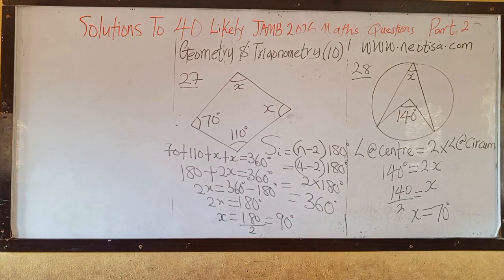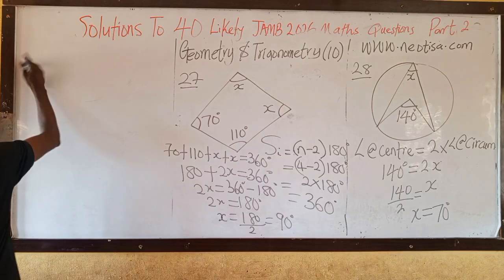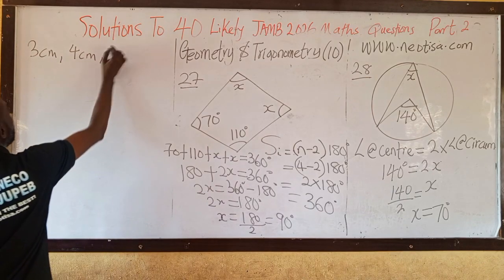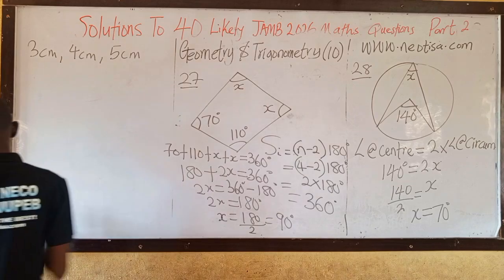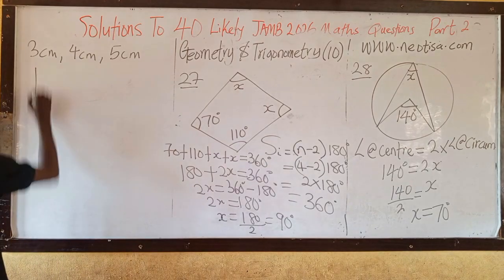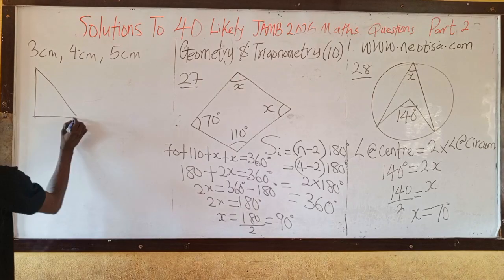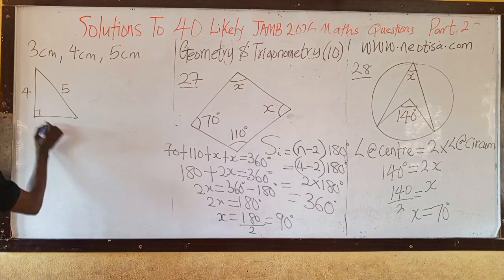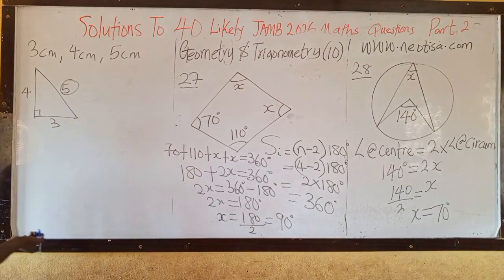Alright, so let's go. Question 29 says a triangle has sides 3 cm, 4 cm, and 5 cm. What type is this? This is a right-angled triangle, because the last one is like this. 5, 4, 3. You want to get 5, okay?